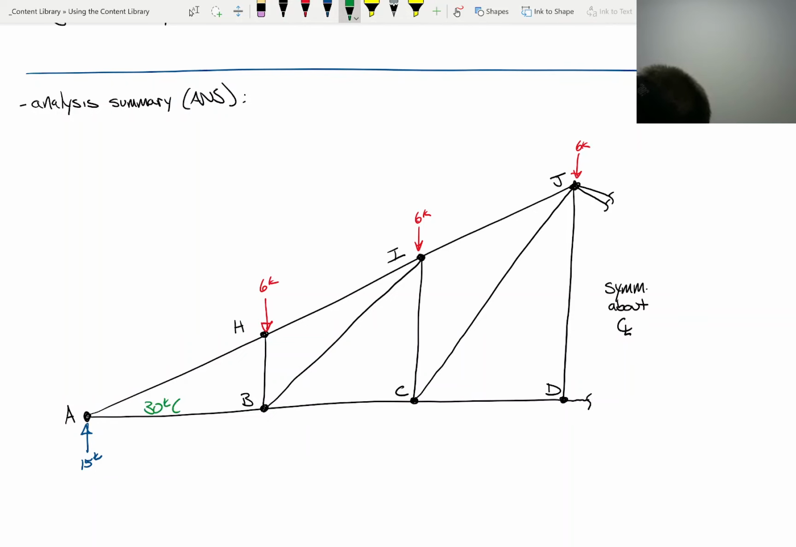So AB 30 kips tension, BC 24 kips tension, CD 18 kips tension, AH 33.54 kips compression, HI 33.54 kips compression, IJ 26.83 kips in compression. Sometimes it's a little easier as you're doing these problems to actually write these out as you're doing it, like have a little truss drawn off to the side. And then as you solve from joint to joint, literally transcribe it here so you don't have to do it all at the very end.